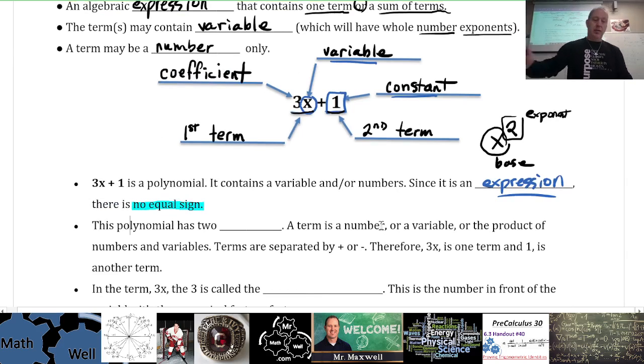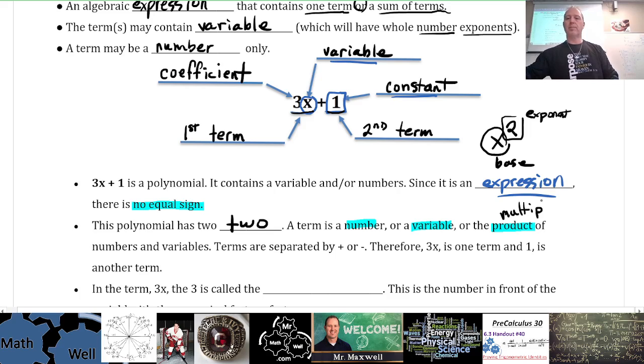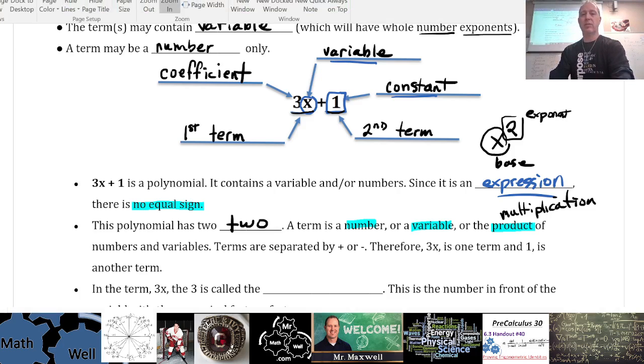This polynomial that we just took a look at has two terms. A term is a number or a variable or the product. Now product, remember, means the result when you multiply, so from multiplication. So a term is a number or a variable or the product of numbers and variables. Terms are separated by a plus sign or a minus sign, so different terms are added or subtracted together.